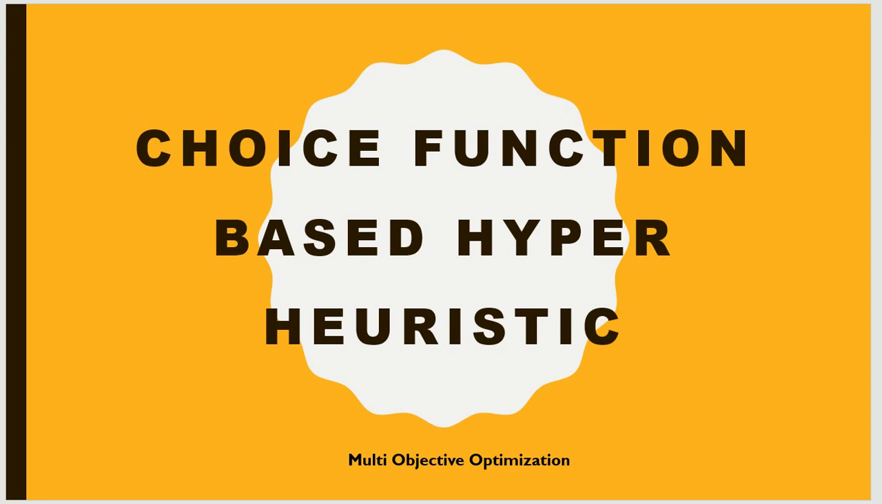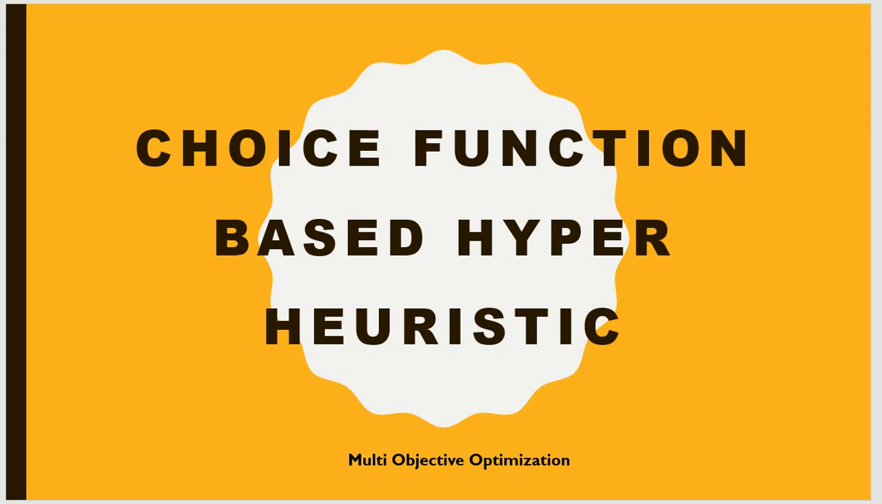Today the topic that I'm gonna discuss is choice function based hyperheuristic. So I'm going to explain how we can use a choice function in a hyperheuristic algorithm, how we can calculate the value of choice function, and how to use a ranking system through a choice function.